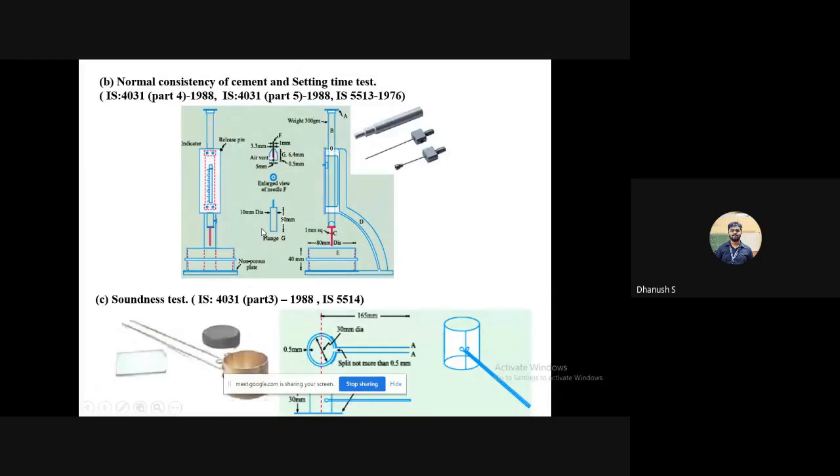Okay, so if you look at this figure here, same logic again. The depth of this frustum of the cone was 40 mm. The reading, whatever you measure, is from top. The three needles in this needle that you can see. Okay, this needle that you can see is for normal consistency, 10 mm dia. You attach it here and then drop it.